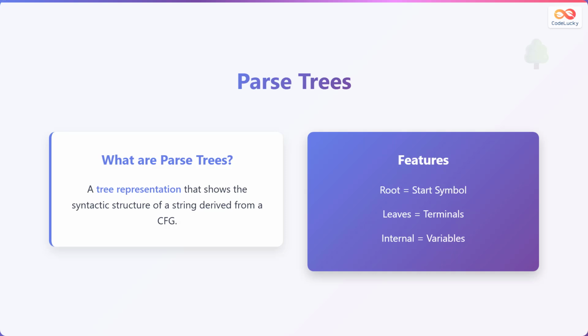Now let's discuss parse trees. Parse trees are a tree representation that shows the syntactic structure of a string, derived from a context-free grammar. In a parse tree, the root is the start symbol, the leaves are the terminals, and the internal nodes represent the variables.